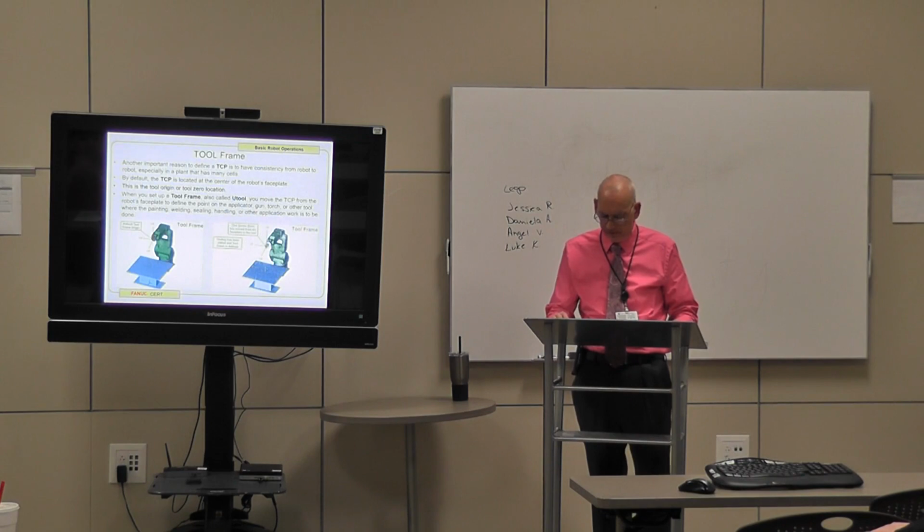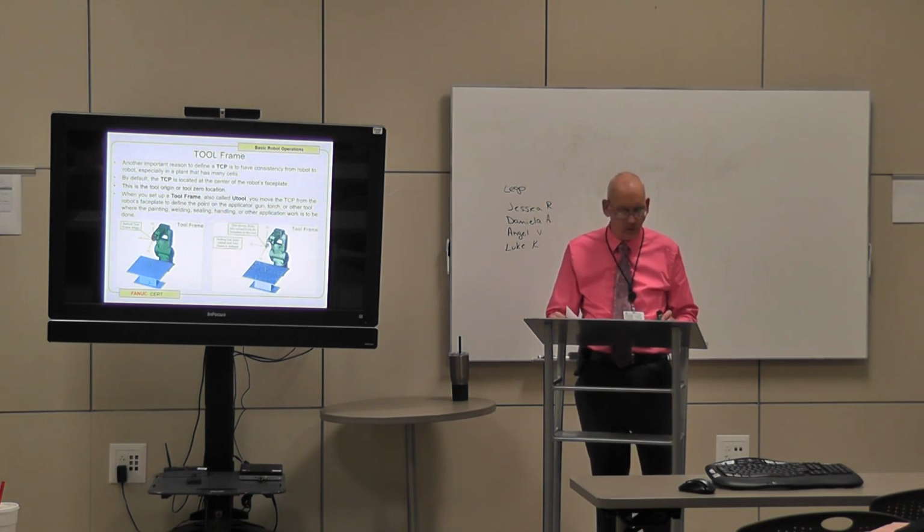Another important reason to define the TCP is to have consistency from robot to robot, especially in a plant that has many cells. By default, the TCP is the center of the robot's faceplate. I mentioned that before. This is the tool origin or tool 0 location. Okay, so now we have a tool origin.